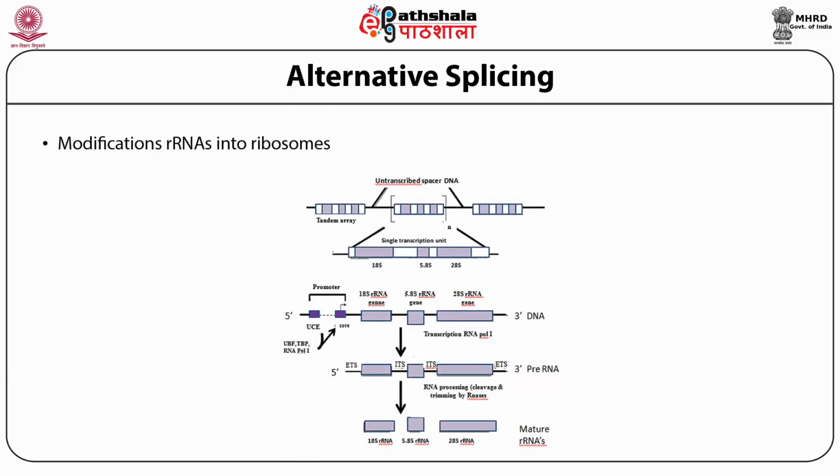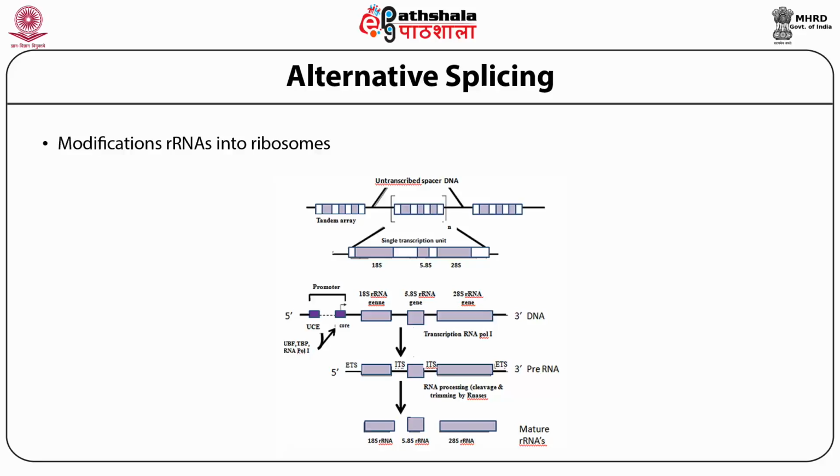Modifications of rRNAs into ribosomes in eukaryotes. A similar processing is also observed in eukaryotic rRNAs. The ribosomal genes 28S, 18S and 5.8S rRNA are clustered together, and this cluster of genes is tandemly repeated with untranscribed spacer DNA in between.